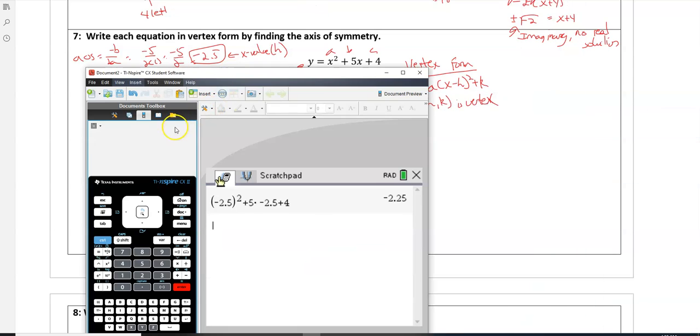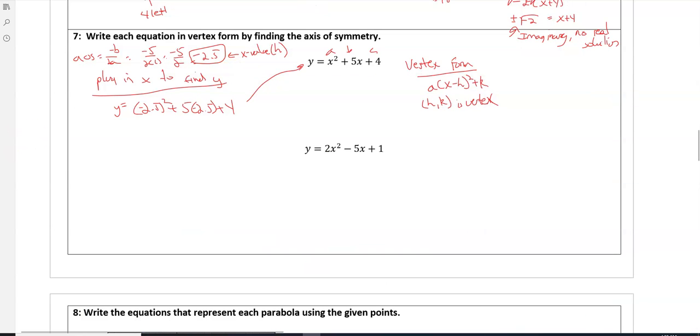Negative 2.25. So y equals negative 2.25. And so that's my x and that's my y. On the equation this would be h and k. So h is negative 2.5 and k is negative 2.25.